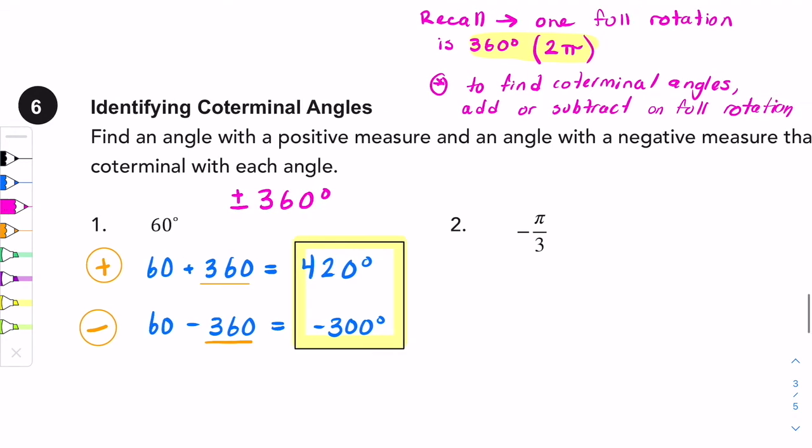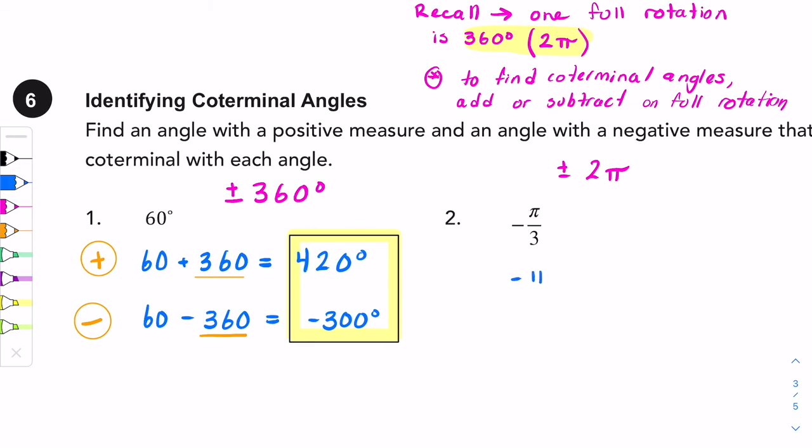For number 2, this is in radians, so you could convert to degrees if you want to, or you could know that you're adding or subtracting 2 pi. And that's what I'm going to do. I think it's actually going to save me a little bit of time right here. So I'm going to start with negative pi over 3, and I want to find a positive coterminal angle, so I'm going to add 2 pi.